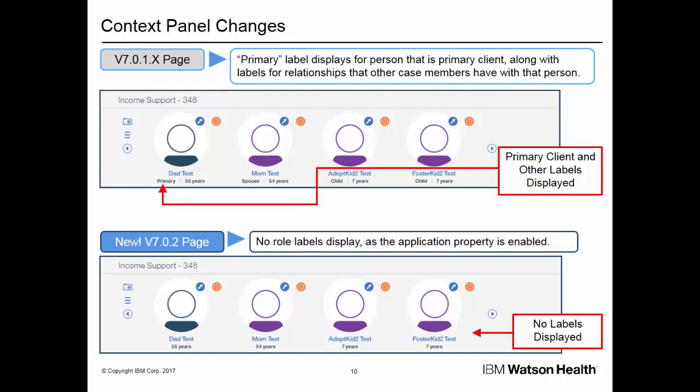In the top screenshot from version 7.01 of the Income Support integrated case, the primary label displays for the person that is the primary client of the case, along with labels for the relationships that the other case members have with that person. In the bottom example from version 7.02, the application property prevents any role labels from being displayed.